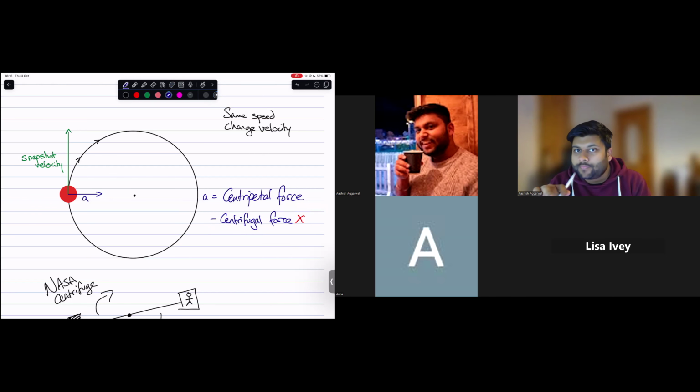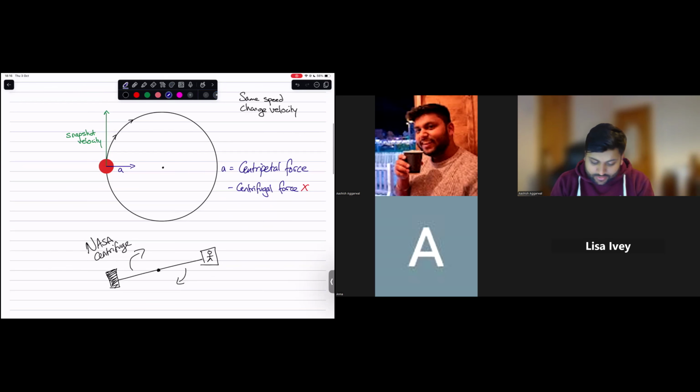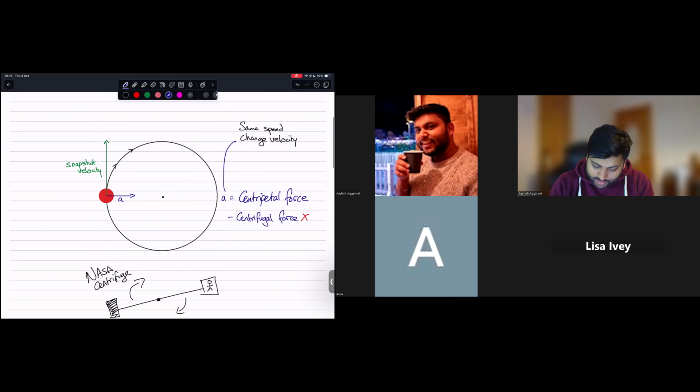Where was I going with that? Come back to me. So that's acceleration that's keeping you in. So we've got a velocity, we've got an acceleration, and the acceleration is what causes the change in velocity, which it only actually causes the change in direction.